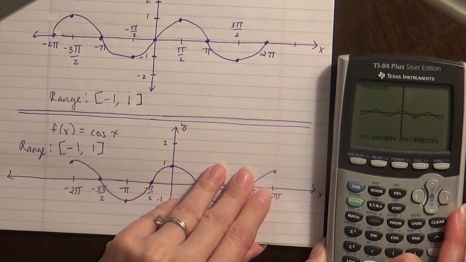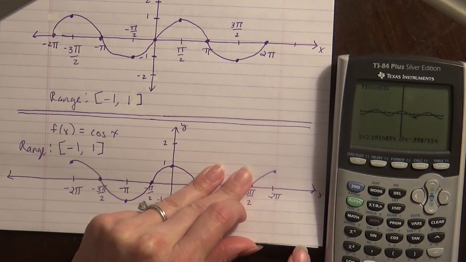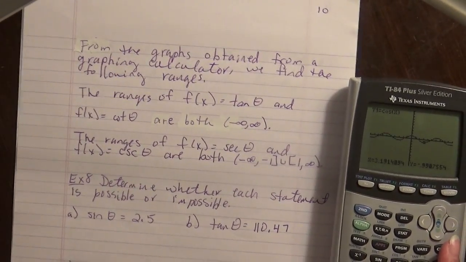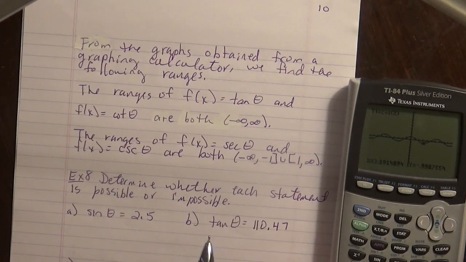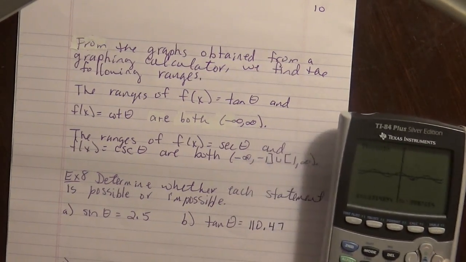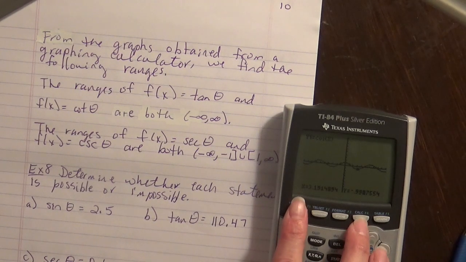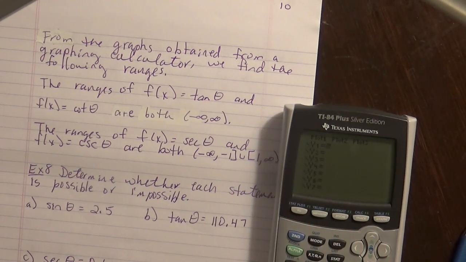All right, and then on the next page, I said that from the graphs obtained from a graphing calculator, we find the following ranges. So let's just do these together. Let's do tan theta. Go to y equals, replace cosine with tangent.